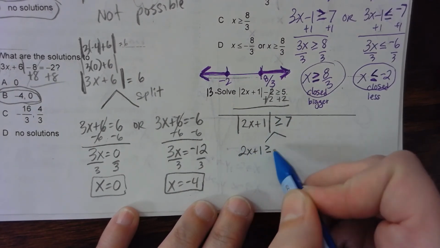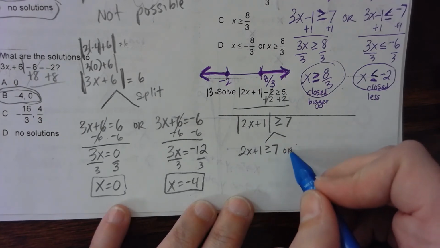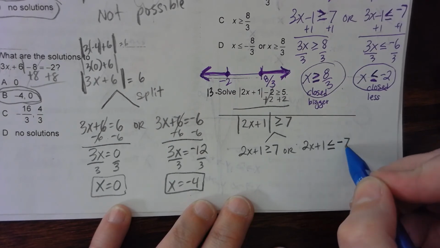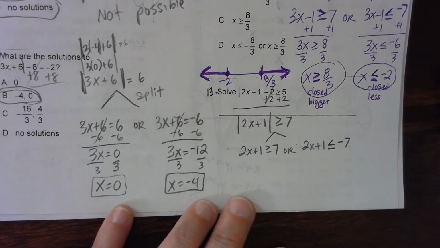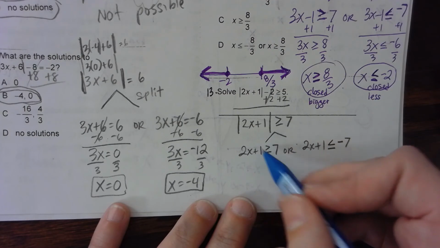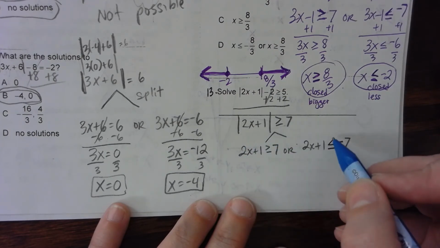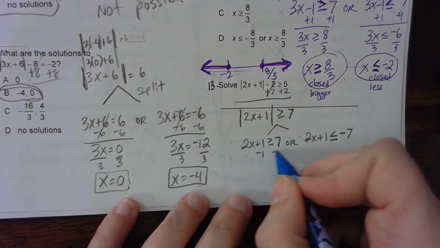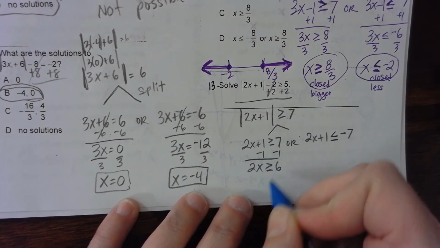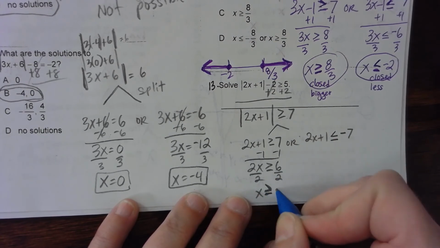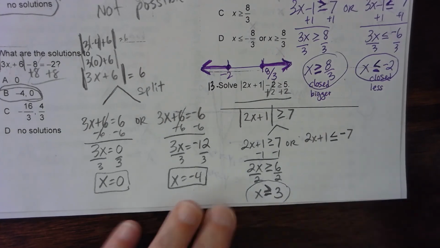2x plus 1 is greater or equal to 7, or 2x plus 1 is less or equal to negative 7. Interesting, they were both 7. Okay, so this is the key right here. The first one is exactly the same, the second one switches the sign and switches to negative. Okay, so now we're going to minus 1, divide by 2, x is greater or equal to a positive 3.